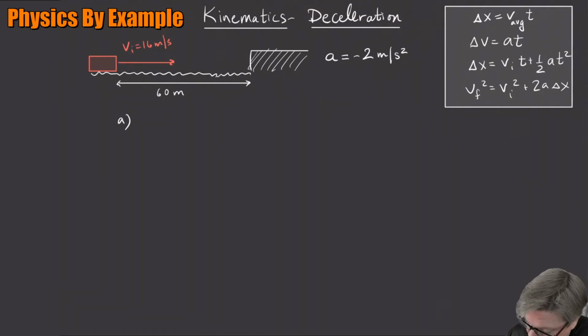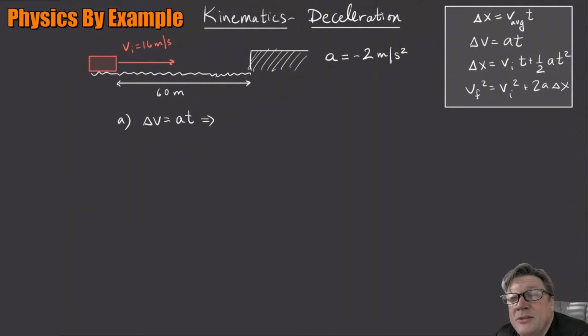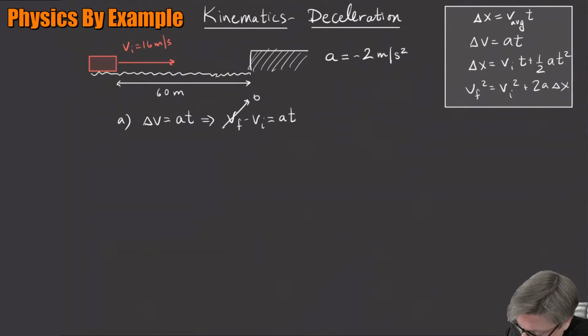So here's one thing we could do. We could do delta v, let's use this one, is a times t. And remember what delta means. Delta always means final minus initial. So v final minus v initial is equal to a times t. We want the boat to come to a stop at the end. So that means this v final, we need that to be 0. The v initial, we know what that is, and we know what a is, right? So it looks like we can solve for t pretty easily.